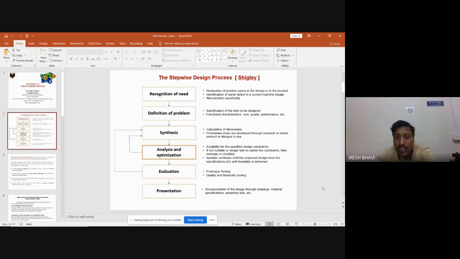will stand. Means where the FEM is actually used in industries in this design process. This is the stepwise design process as proposed by Sir Joseph Shigley. So in the design process, this is the stepwise flow chart. In this, you can see that first comes the recognition of need. So suppose whenever you want to design something, first you have to identify what is the need, whether the need is there for that device to be designed.